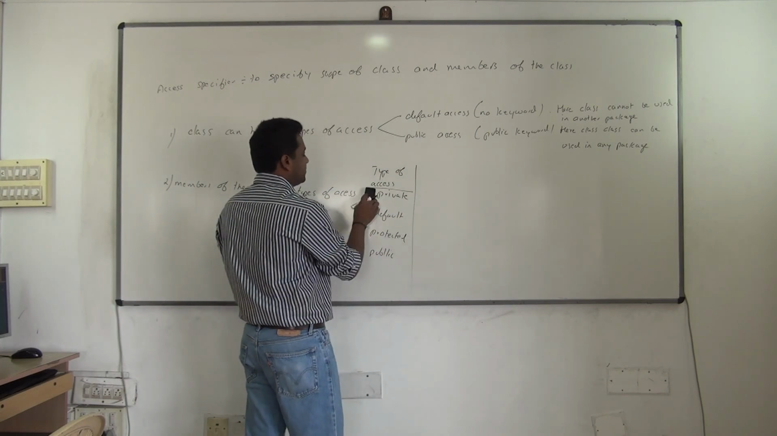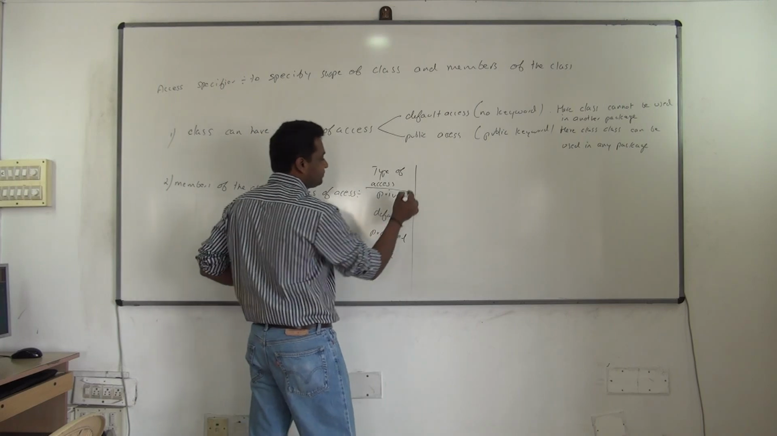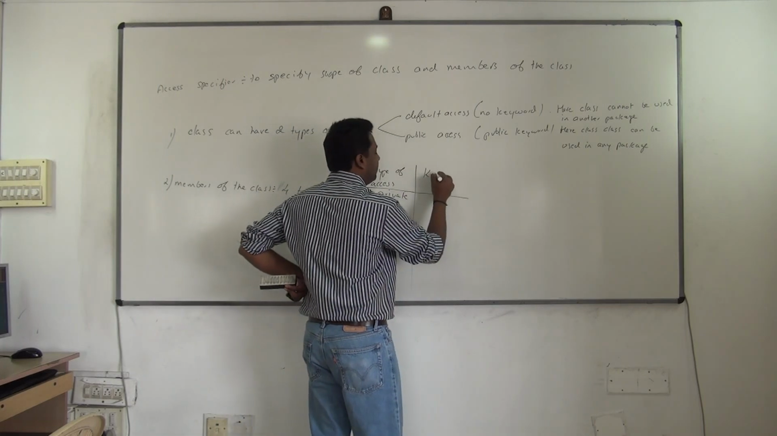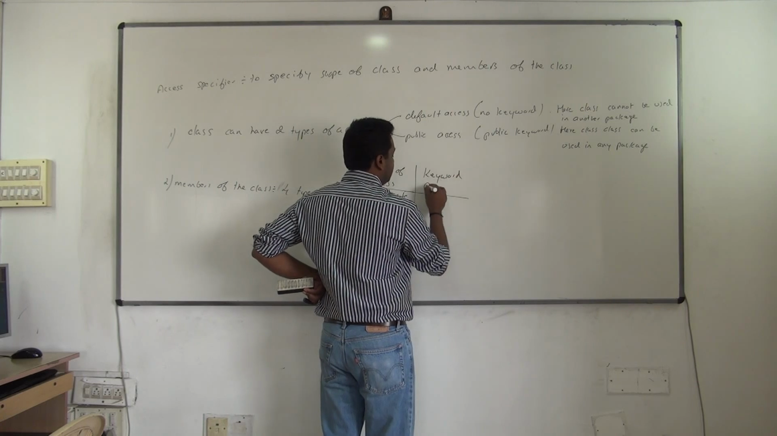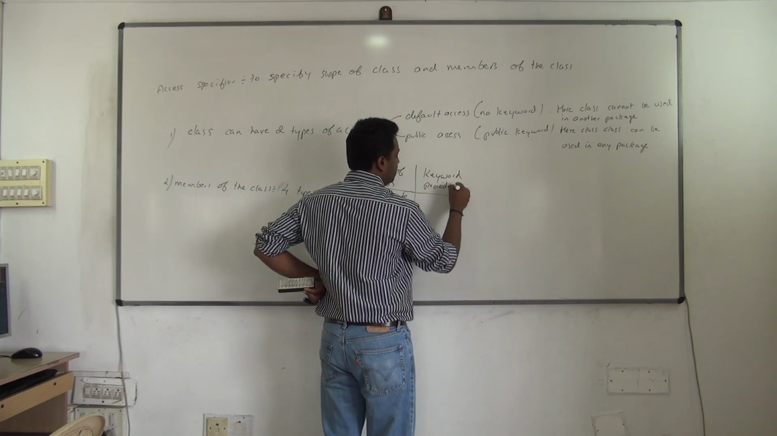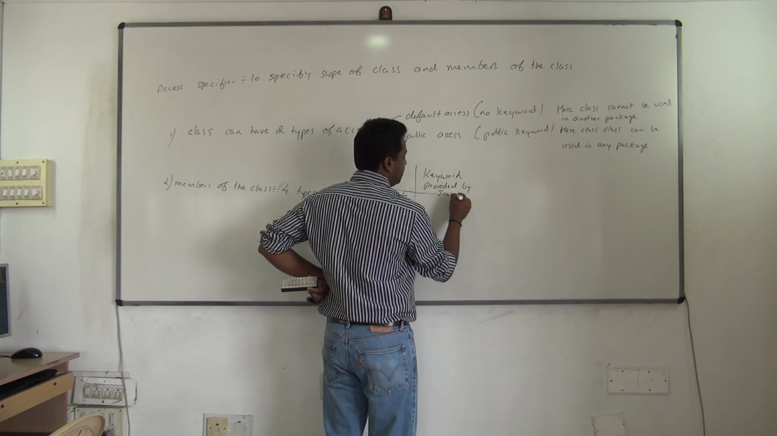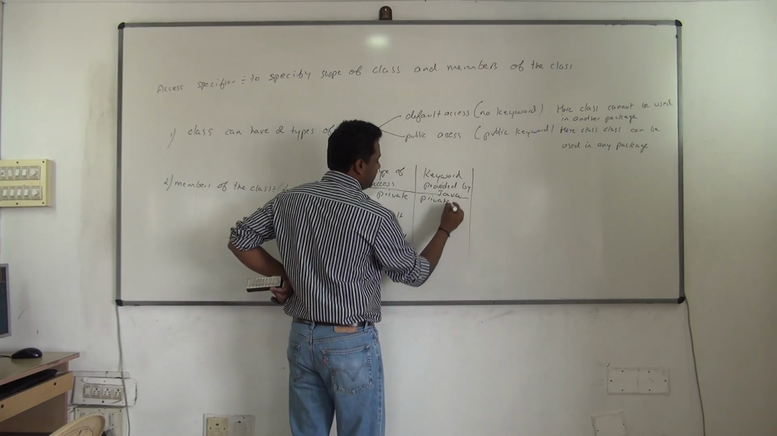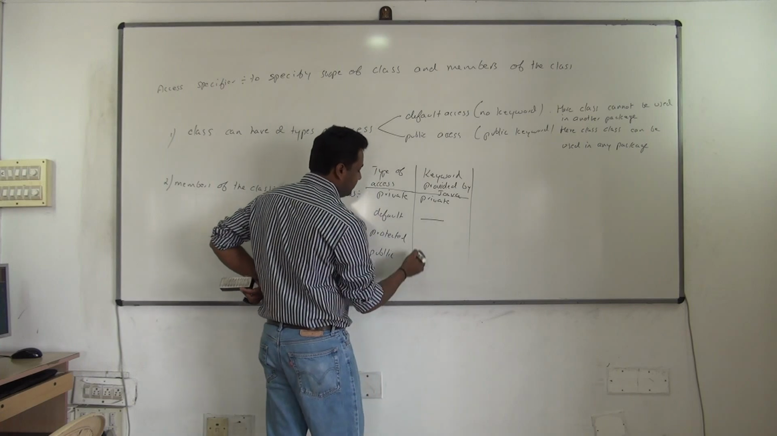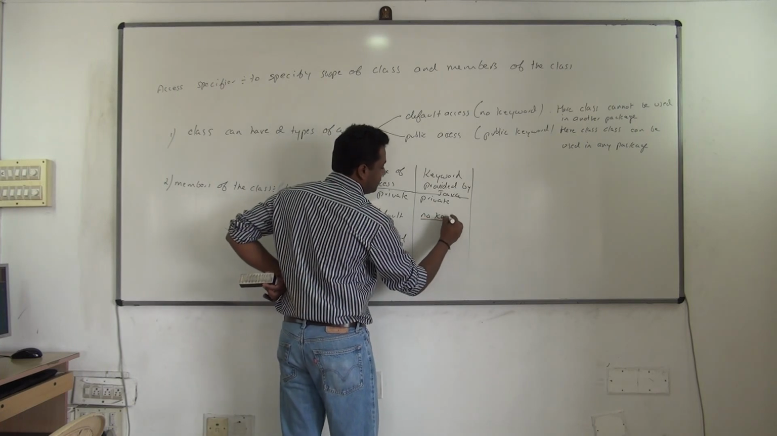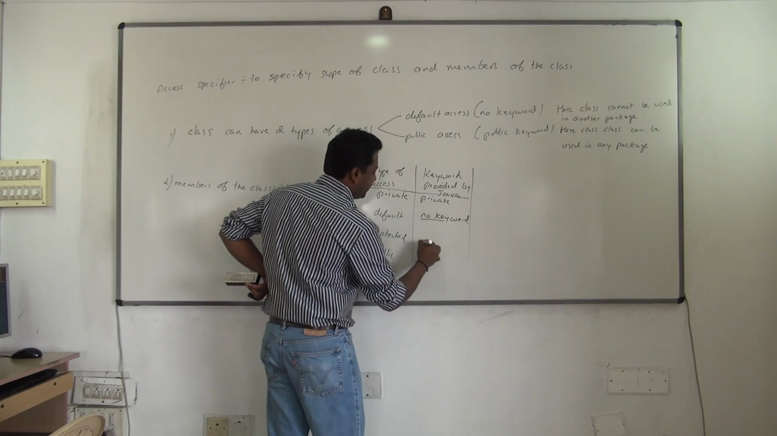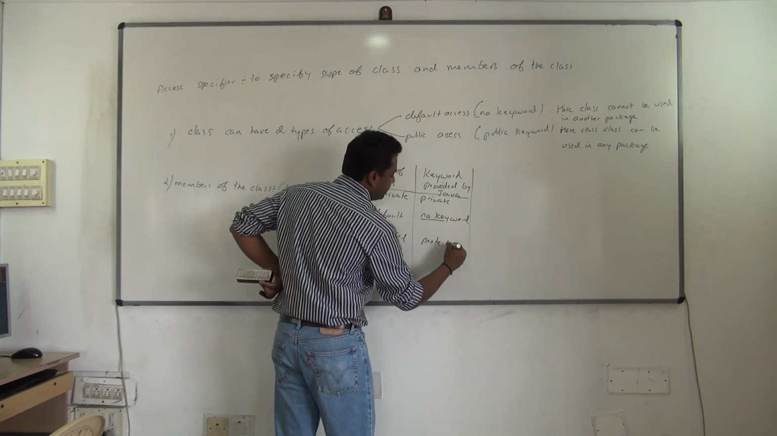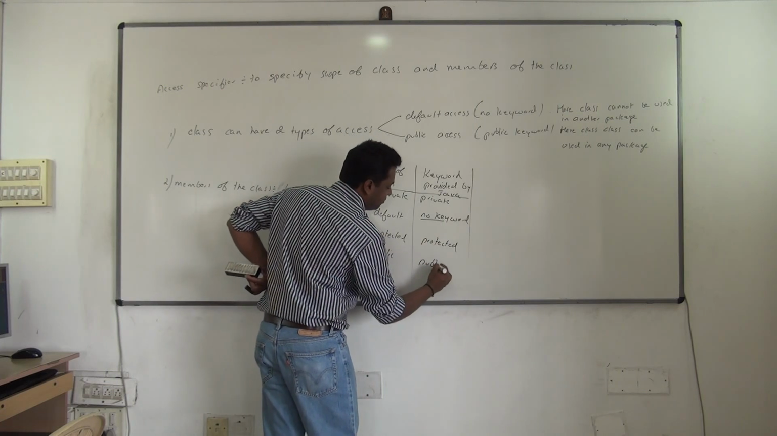To support this, what keywords does Java give you? Private type of access, private keyword. Default type of access, no keyword. Protected type of access, protected keyword. Public type of access, public keyword.